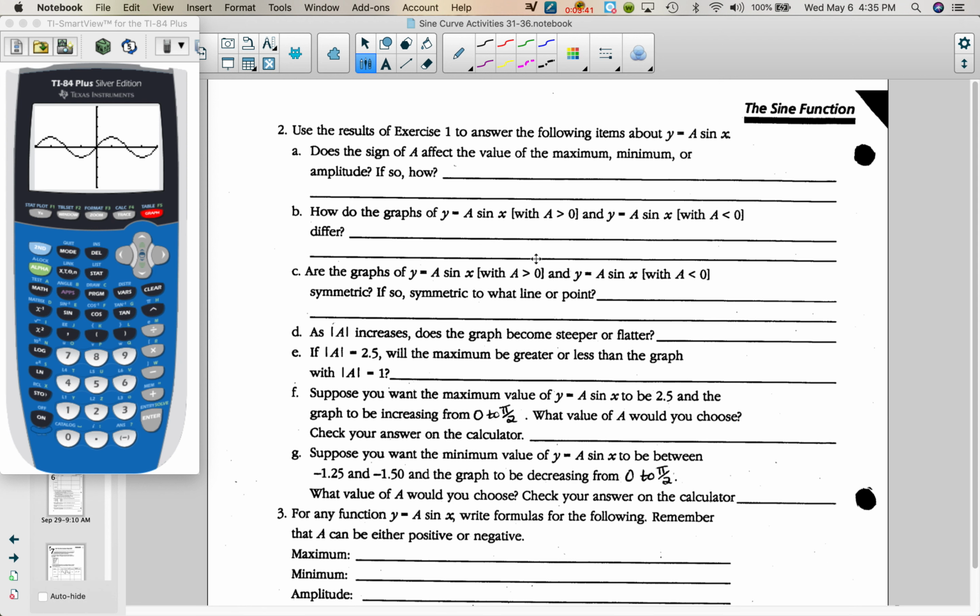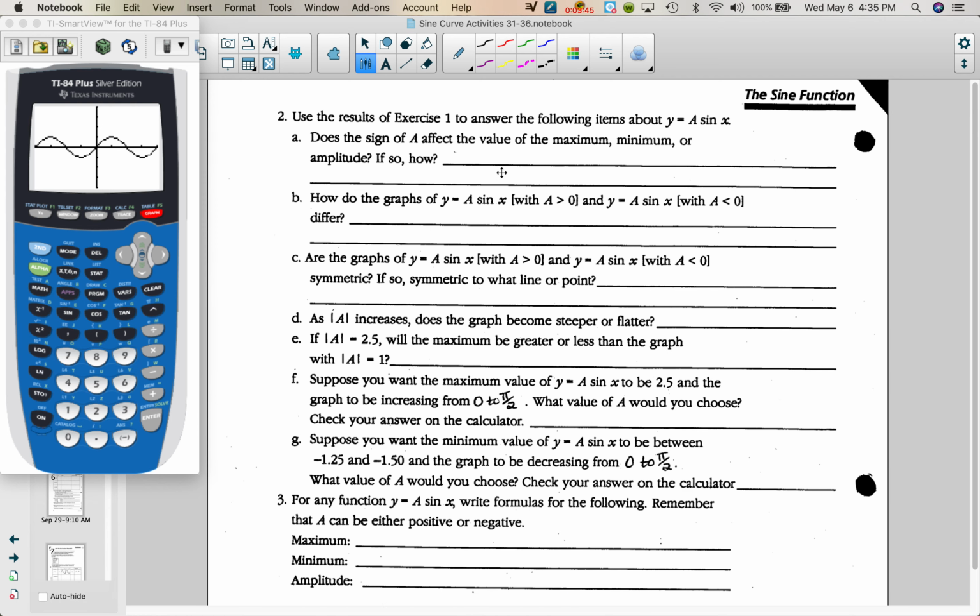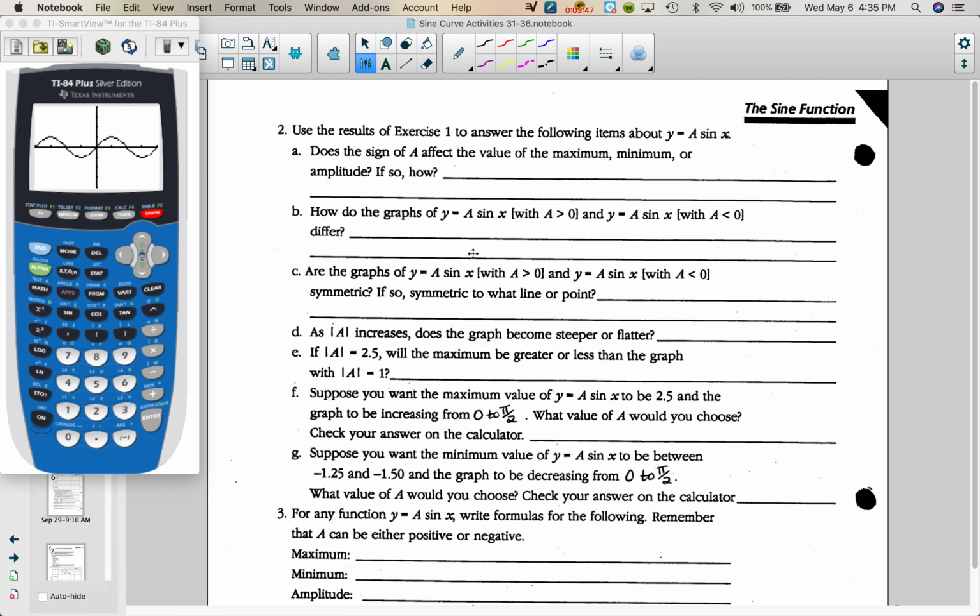Then you have some questions. The questions are going to have you explore and come up with patterns, come up with anything that you notice about that. So that's what your first activity is. That is your assignment for today.